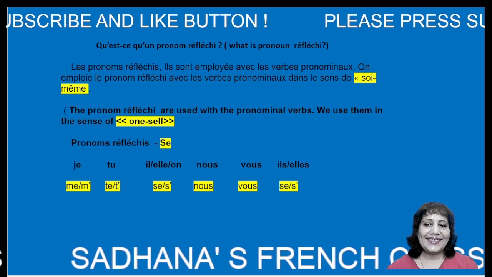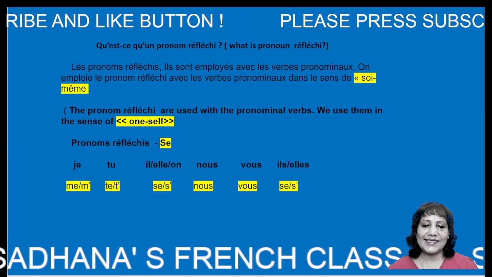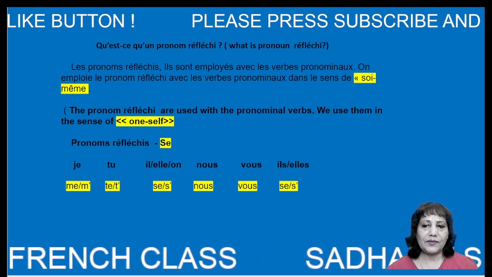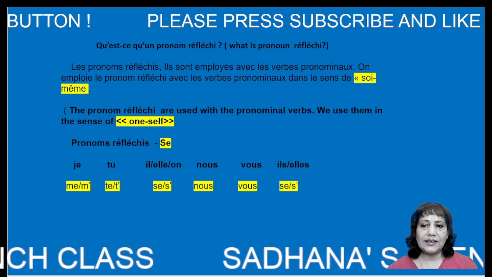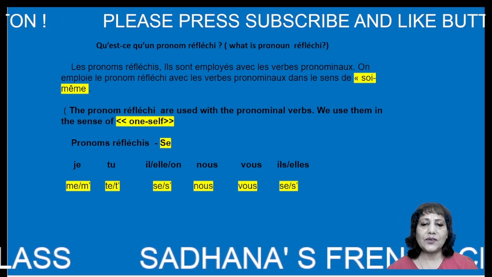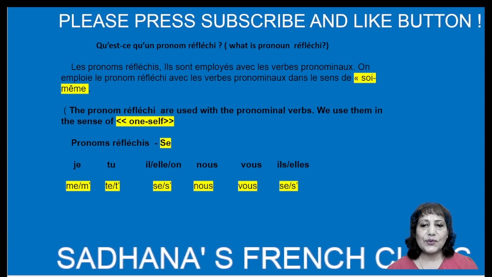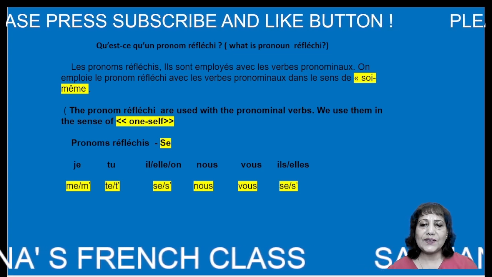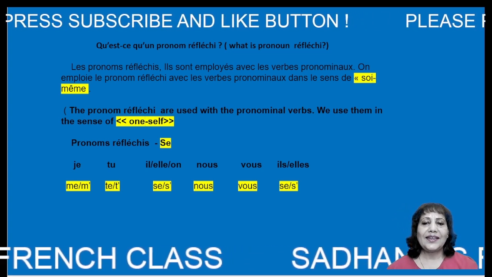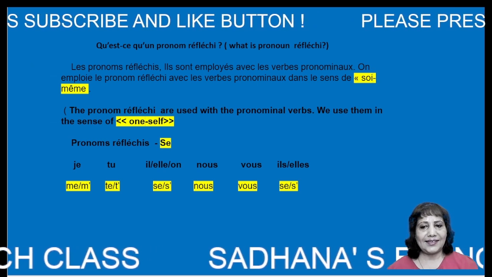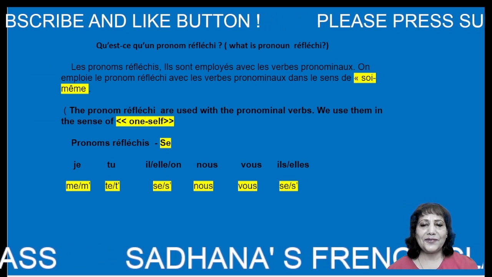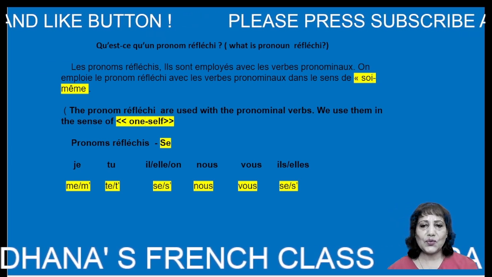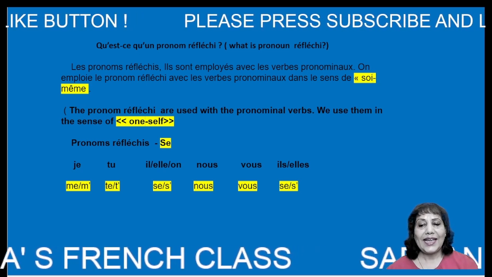Well, friends, qu'est-ce qu'un pronom réfléchi, or reflexive pronoun? What is a pronom réfléchi? Les pronoms réfléchis, or reflexive pronouns, are used with the pronominal verb. We use them in the sense of oneself. On top, I have given the definition in French. So oneself in French you say soi-même. Soi-même. All right.